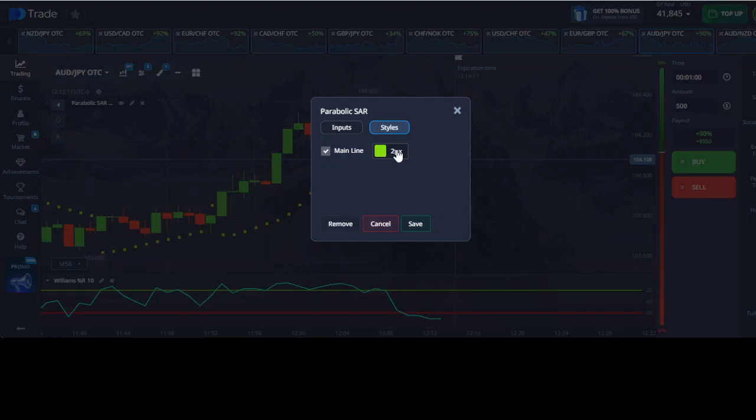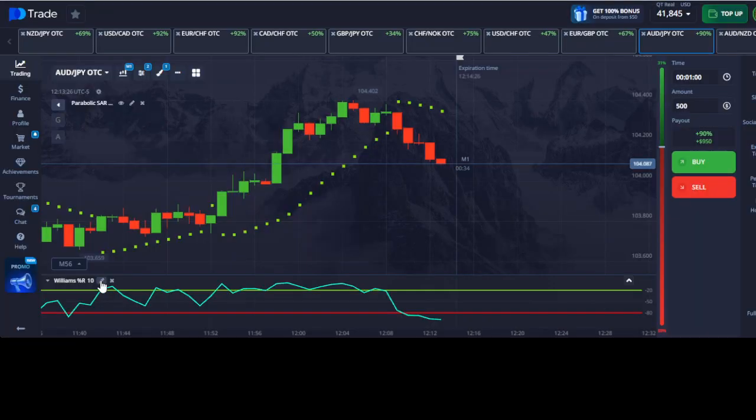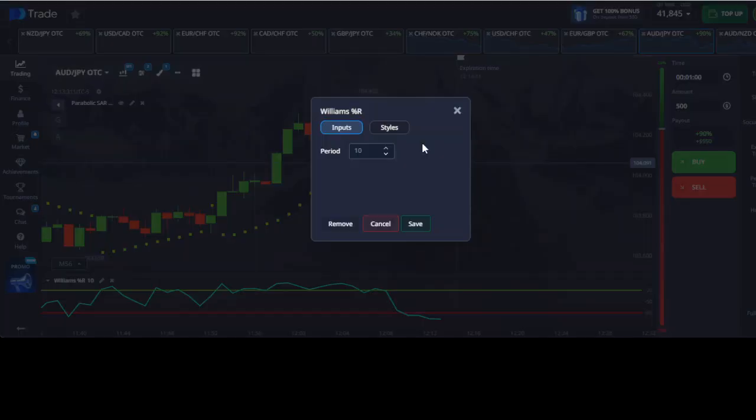Now for the Williams %R indicator, if we go to the settings, I have the period set to 10. And in the style settings, I've also increased the line width of all the lines to 2 pixels as well.